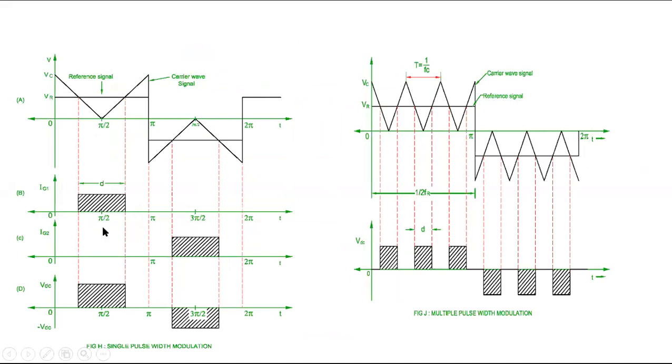This type of technique cannot provide high efficiency, so everywhere people are going for sinusoidal pulse width modulation. But the diagram you are supposed to remember. Two signals are superimposed, and we generate the pulse signal.